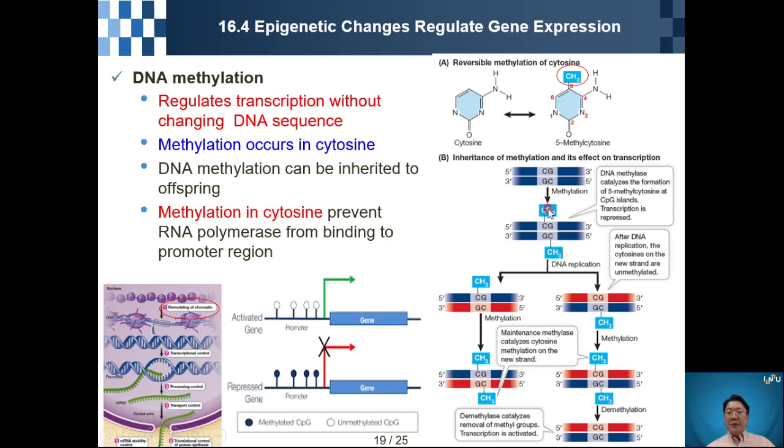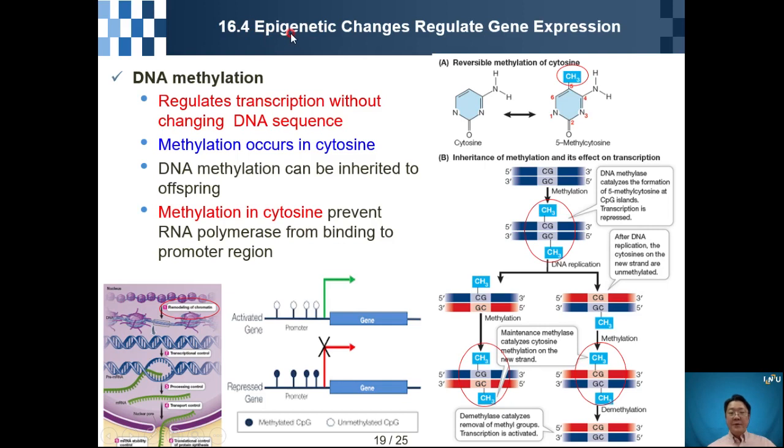Usually the DNA methylation can be replicated, so one strand can be methylated and the other can also be methylated. I will not teach you the detailed information, but the important thing is that DNA methylation can be replicated. It means that DNA methylation can be inherited by your offspring. That's why we call it epigenetics.